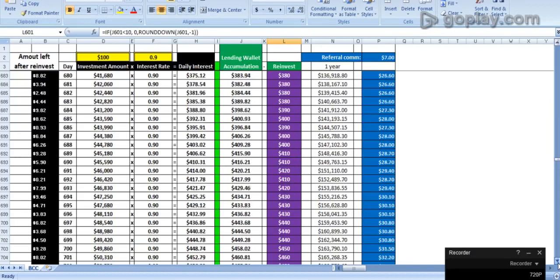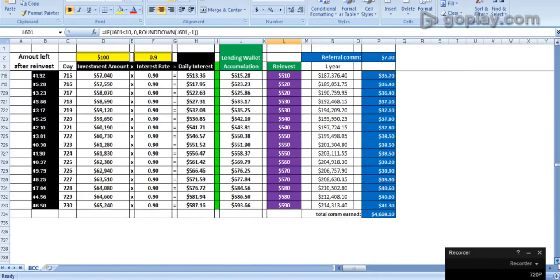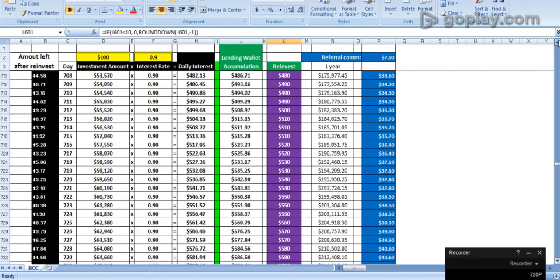I just wanted to show you now, after 2 years, is 730 days.